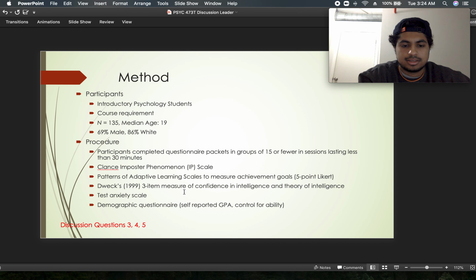And the reason I ask this is, well, one, these students are pretty young. They're 19 median age, which means they can't have much of a track record in terms of college GPA. And as we all know, the first semester of college tends to not go as well as the rest of your college in terms of academics.